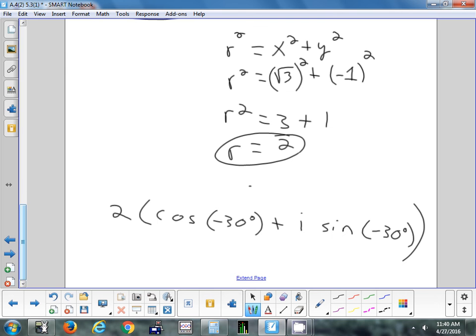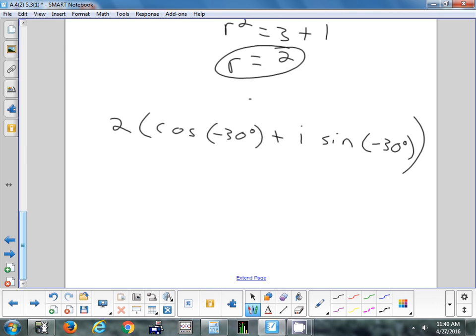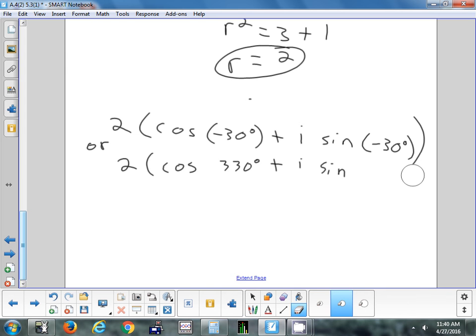Now, if they asked us to make that a positive angle, does anyone remember what you add to make it a positive number? 360. Yeah. So if you added 360, what would that angle become? 330. So that's another way of writing the answer. Okay, both are correct. Just depends if they want a positive angle or a negative angle.